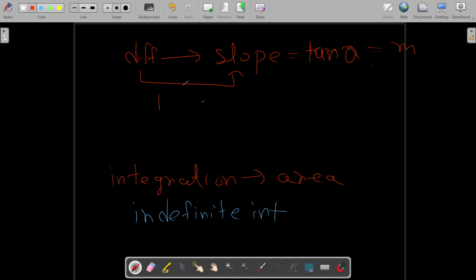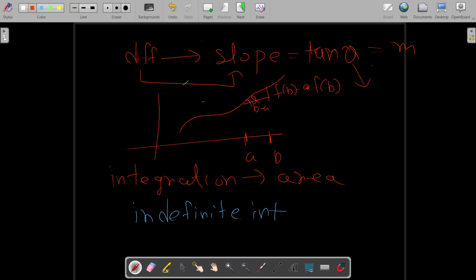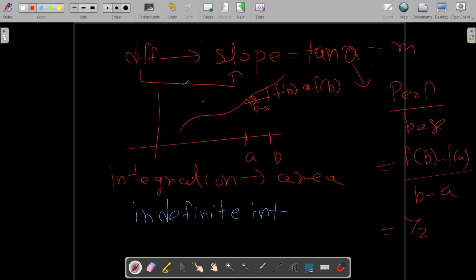Basically, if this is a Cartesian plane and this is the curve, we are finding the slope in this interval of the curve. So this is b minus a and this is f(b) minus f(a), and this is the angle theta. Tan theta equals perpendicular by base. So the formula of the slope is f(b) minus f(a) by b minus a, or as we have written there, y2 minus y1 by x2 minus x1. If you didn't see the previous lecture, go and see it, and the things will be clear.